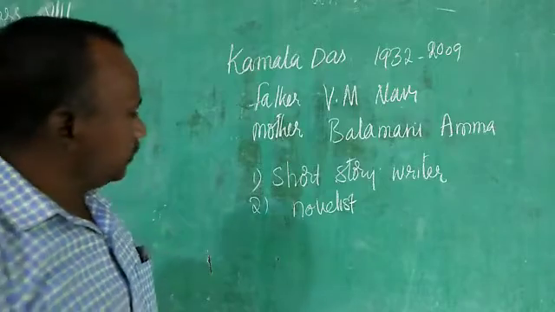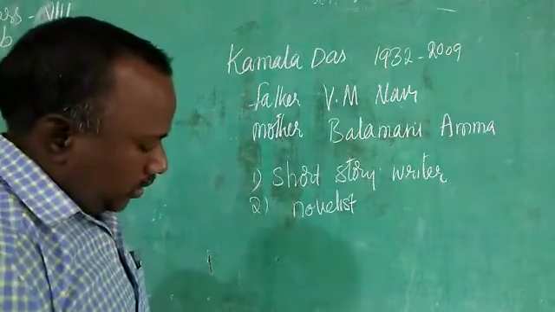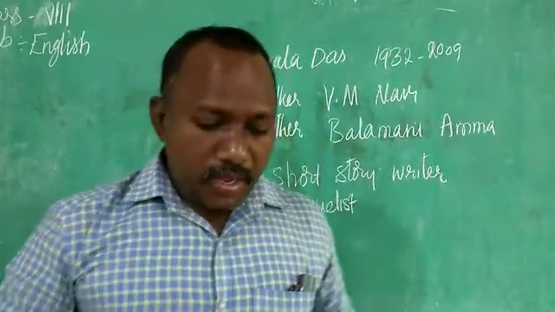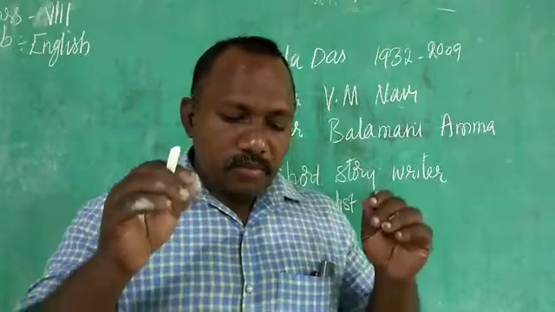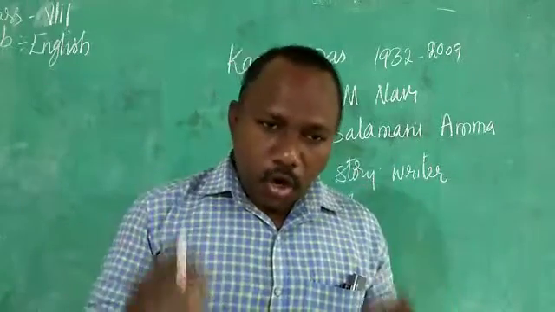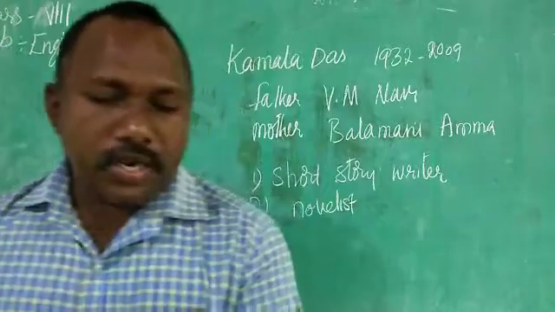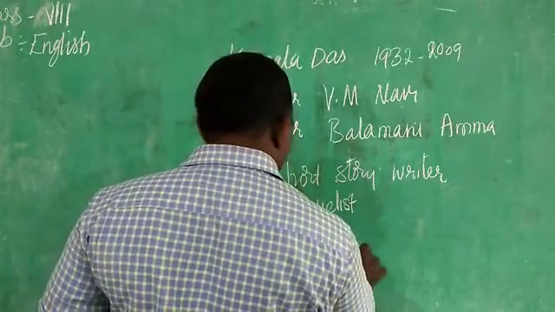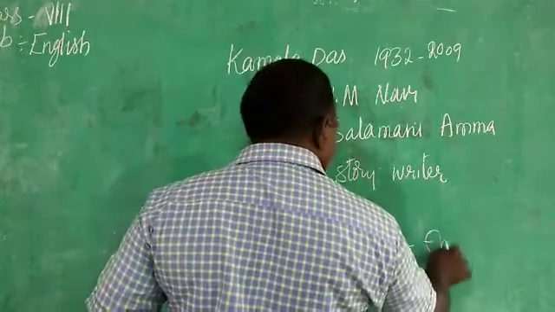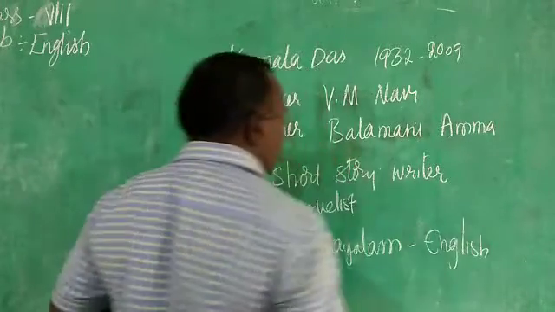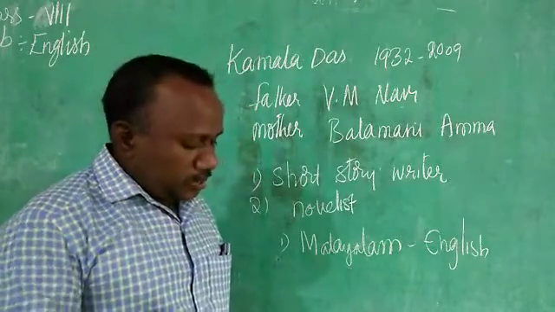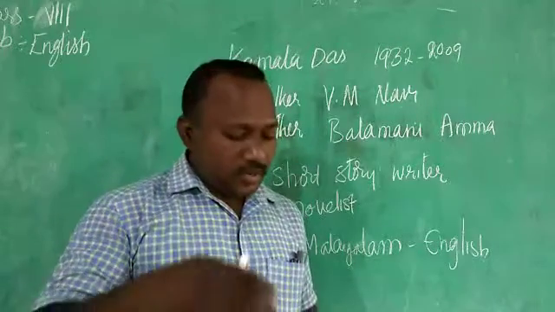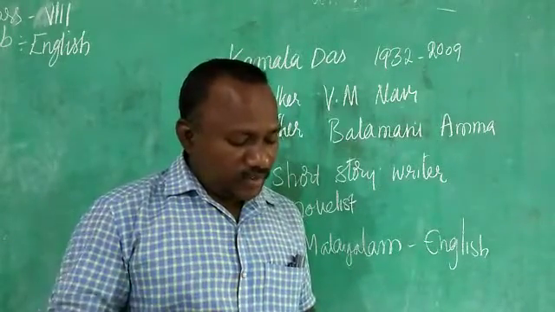It is said that, children, she wrote effortlessly. She wrote many books, short stories, novels. She wrote in two languages, one is Malayalam and the other is English. In these two languages she wrote many books and many novels, and she wrote effortlessly in both languages.